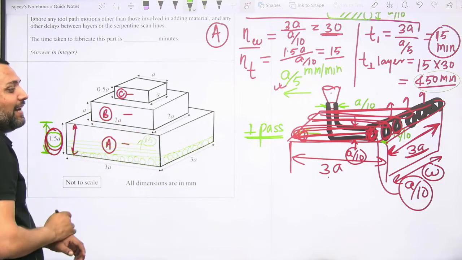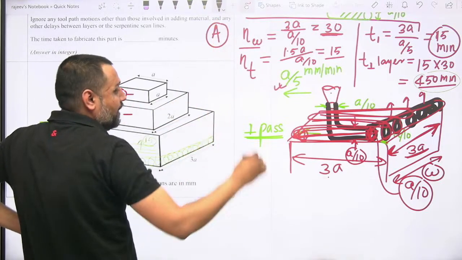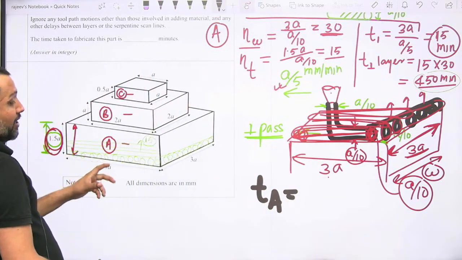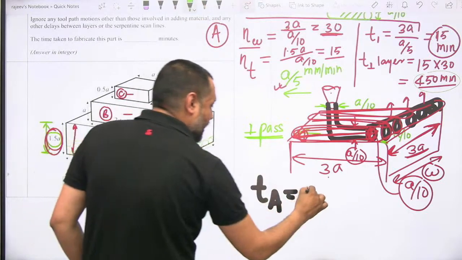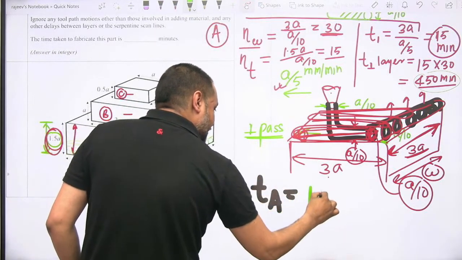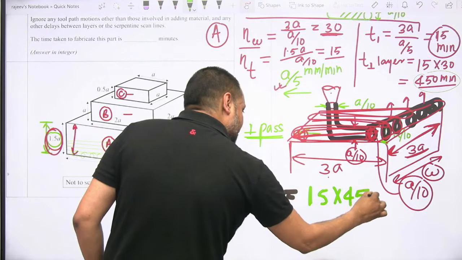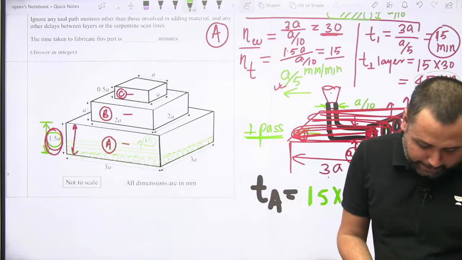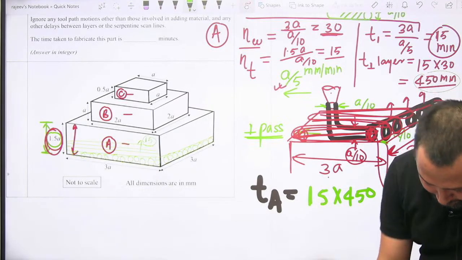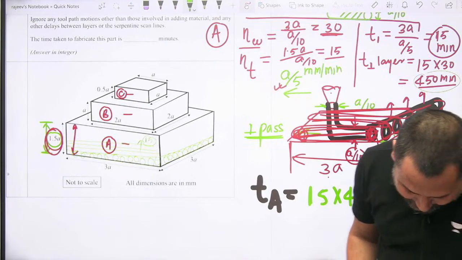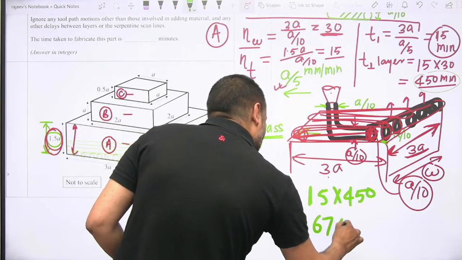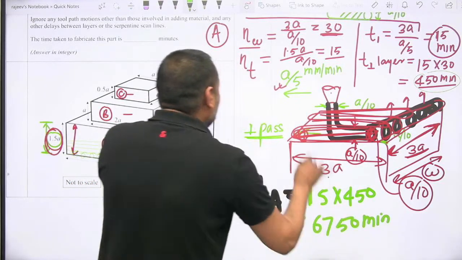So the time taken to build A is coming as, my dear students, 15 multiplied by 450. Yes, 15 multiplied by 450, 6750 minutes. It is coming at 6750 minutes. Let's take it at one side.